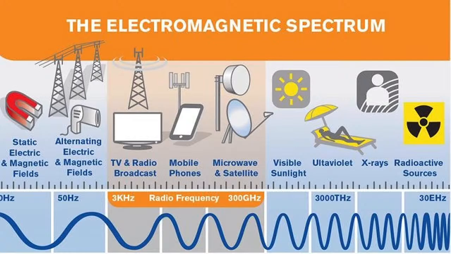The spectrum starts from the magnetic field and it ends with some of the radioactive sources. It starts from around 20 hertz, then 50 hertz, 3 kilohertz, 300 gigahertz, 3000 terahertz, 3000 extra hertz. Based on these different variations, we will be able to communicate each and every kind of function.